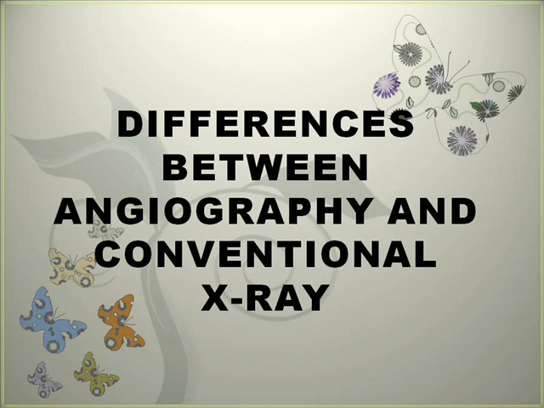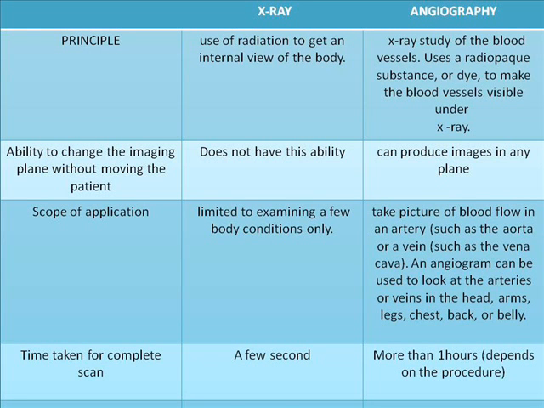Next, we will move on to the differences between angiography and conventional X-ray. The first difference is the principle. The X-ray is the use of radiation to get an internal view of the body, while for angiography, the X-ray study of the blood vessel uses a radio-opaque substance or dye to make the blood vessel visible under X-ray. That means that the X-ray does not use a radio-opaque substance as angiography does.